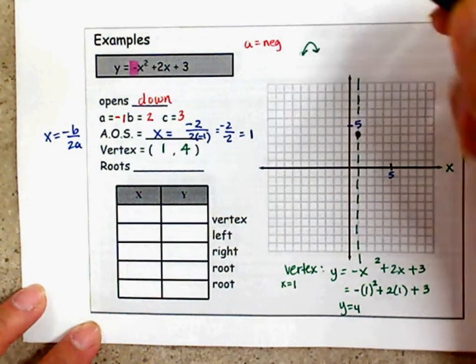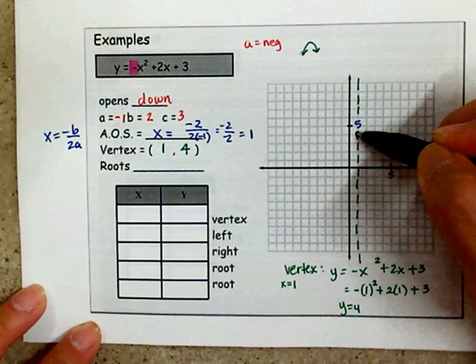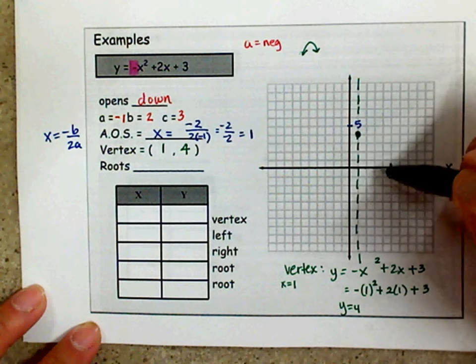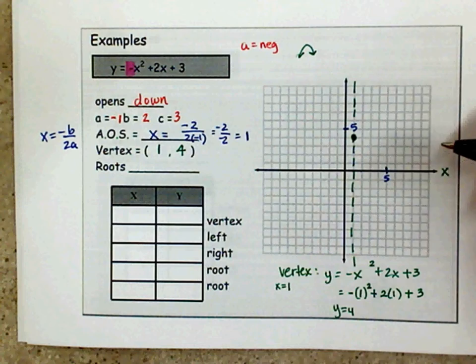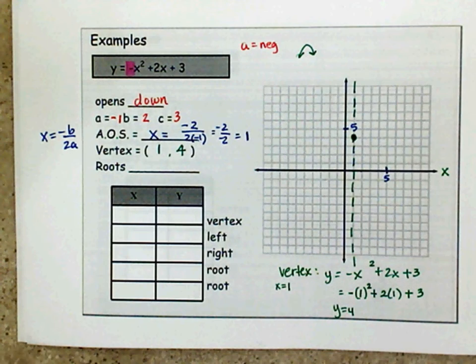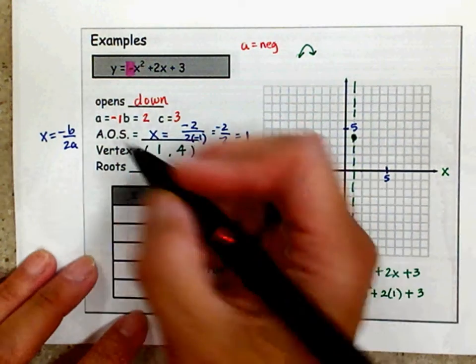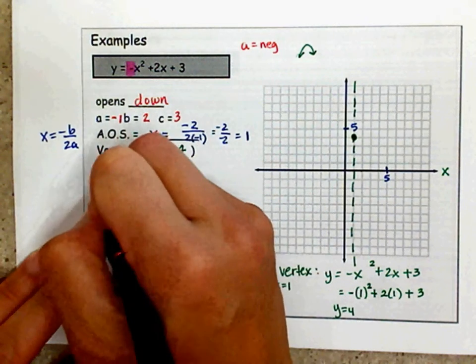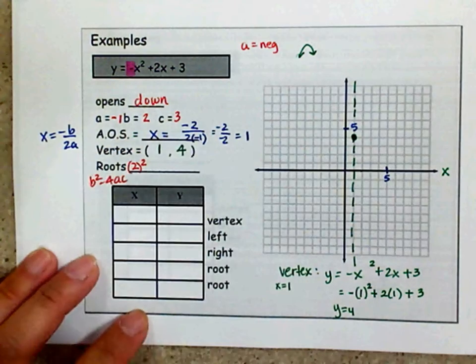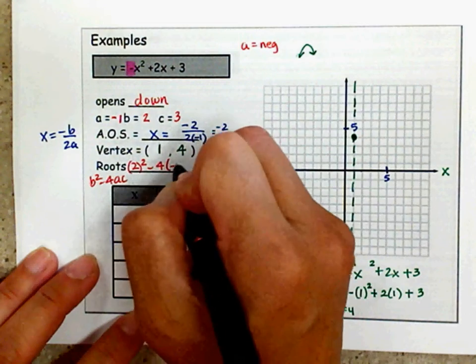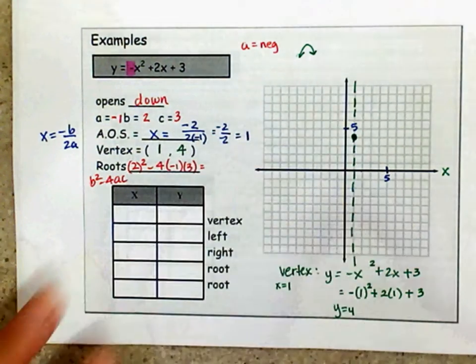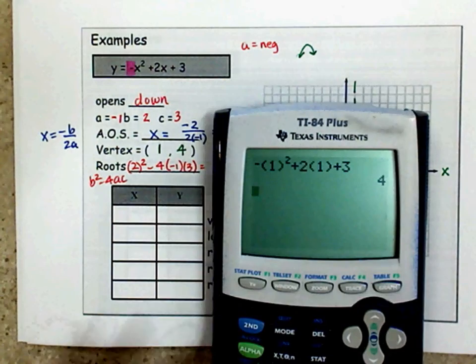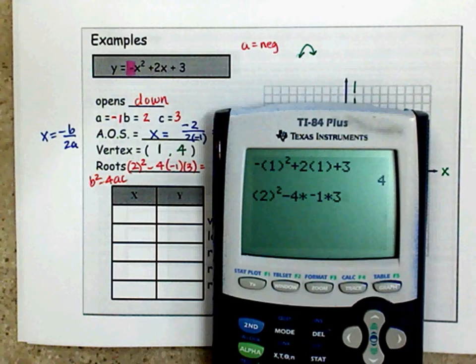Correct? And do you see how this one is way up there? So how many roots do you think you're going to have? I know it's going to be 2. But if you wanted to show your work, this is what you would do. This is the formula, b squared minus 4ac. Minus 4 times your a times your c. Let's see if you get a positive or a negative number. So parentheses 2 squared minus 4 times negative 1 times 3. Just like that. And you get a positive 16.